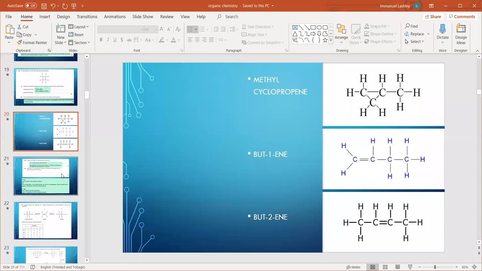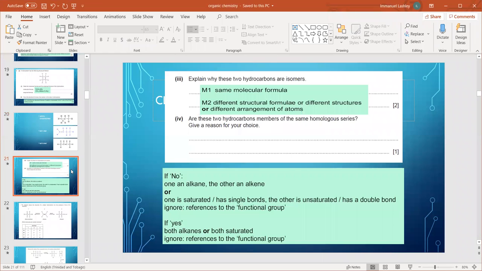All right, so moving along. Next question. It says, explain why these two hydrocarbons are isomers. The reason why the hydrocarbons are isomers is that they have the same molecular formula. Anytime you have hydrocarbons that are isomers, they have the same number of carbons, same number of hydrogens, same number of oxygens if oxygens are present. However, they may have a different structural formula or different arrangement. That's why they are considered isomers. They have the same molecular formula, but different structural formula or arrangement.